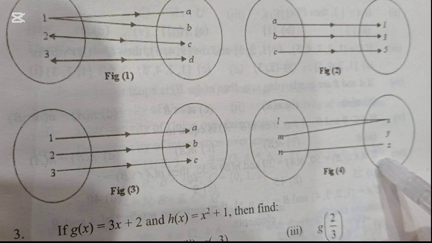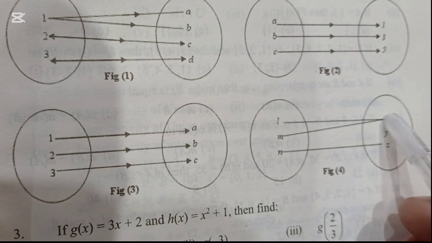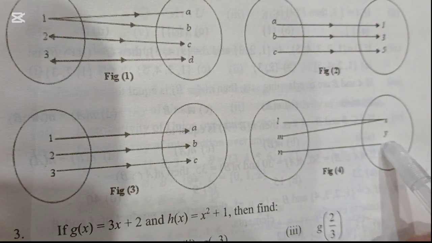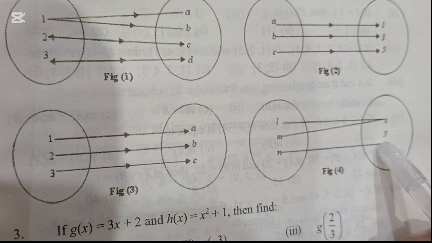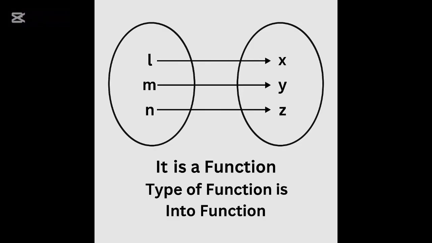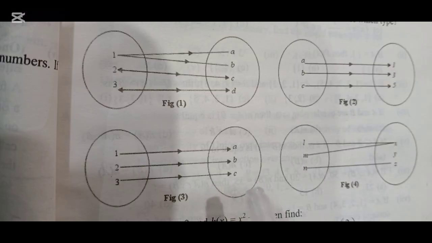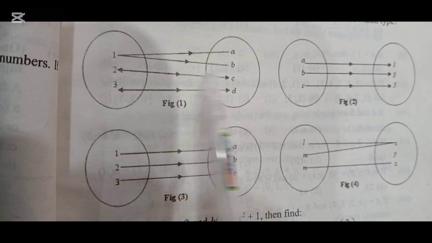Means that in any function one output is left without the input के बगैर होती है, then that is known as the into function. So it means that the figure 4 is a function and the type of function is into function. In this video we understand about the function and the type of function by using these figures in question number 2.